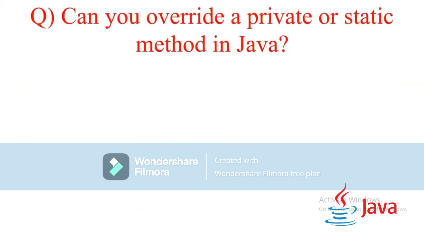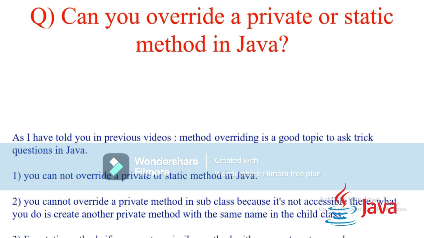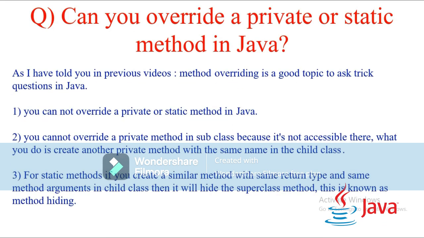The next question is, can you override a private or a static method in Java? This is one of the very twisted questions which arises in an interview. So let's answer it one by one. As I've told you in previous lectures also, method overriding or dynamic polymorphism is a very good topic and is very much asked in interviews. First of all, you cannot override a private or a static method. Now the interviewer will ask you why. So you will answer it in two steps.